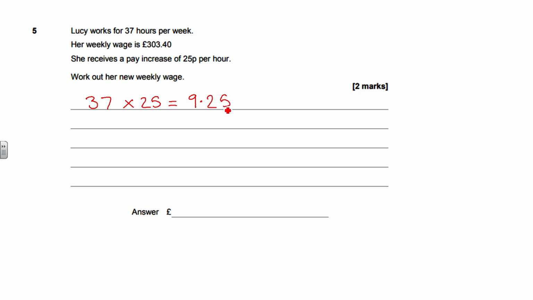25p. You can, of course, do that on the calculator. I just don't want to faff around messing with the screen. So once I know I'm getting £9.25 extra, £303.40 plus, well, £303 plus £9 is £312, and then the 40p plus the 25 is 65p. So her new pay rate would be £312.65.